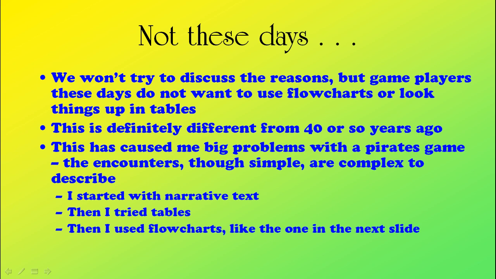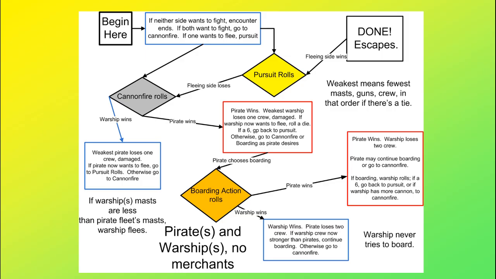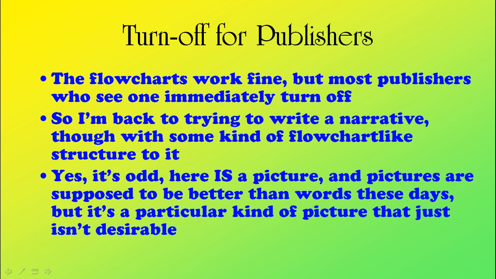And then I used flowcharts, and I've used flowcharts for quite a long time, like this one. The information is all on the chart, and I think it's quite clear to use. But whenever a publisher sees this, they almost immediately turn off. I can think of one who is not, because in their view, readers will not deal with it. So I'm back to trying to write a narrative, though I'd like to have some kind of flowchart-like structure to it.